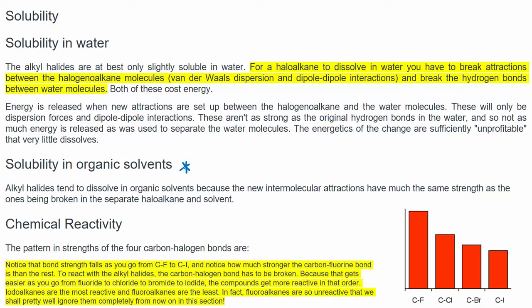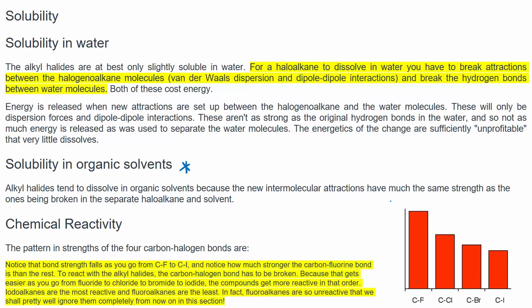Now, the patterns of strength of the carbon-halogen bond follows our reactivity. The weaker the bond, the more reactive. So the stronger the bond, this shows you a strong bond. The stronger the bond, the least reactive. So carbon-fluorine is going to be the least reactive of the halogens, where carbon-iodine is going to be the most reactive. And that's based on the strength of the bond.